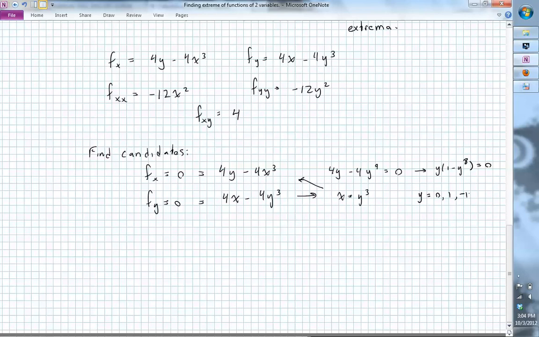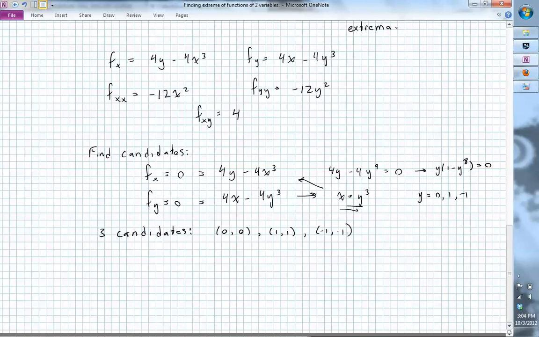So 0, 1, and negative 1 correspond to what x values? Hint, hint. 0, 1, and negative 1. Okay. So we've got 3 candidates: (0, 0), (1, 1), (negative 1, negative 1). They're candidates because we don't know what they are at the moment. So where are we going to go now?